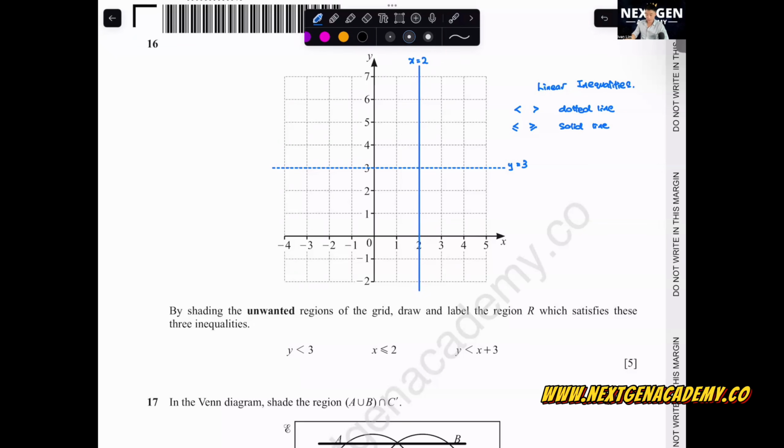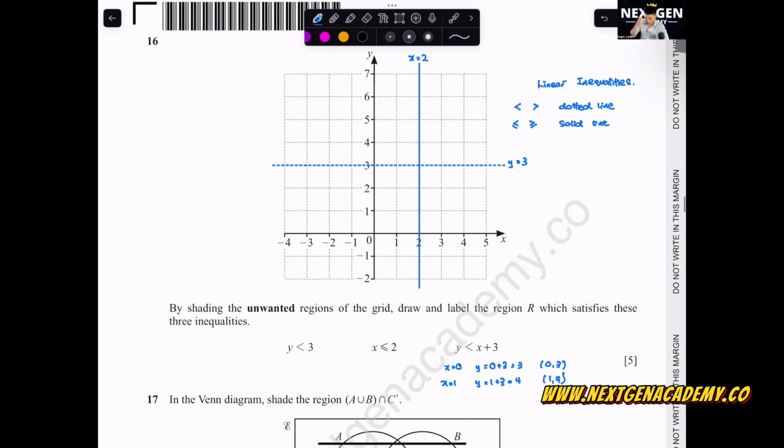Okay, the last one. Y equals to x plus 3. If you don't know how to do this one, you just take any 2 points. You can use x-intercept, y-intercept. You can also just take x equals to 0, y equals to 0, up to you. Let's say you find like that, x equals to 0, y equals to 0 plus 3, which is equals to 3. X equals to 1, y equals to 1 plus 3, which is equals to 4. So you just plot out these 2 points, 0, 3, and 1, 4. You can use any points as long as within the graph over here. So 0, 3, and then 1, 4.